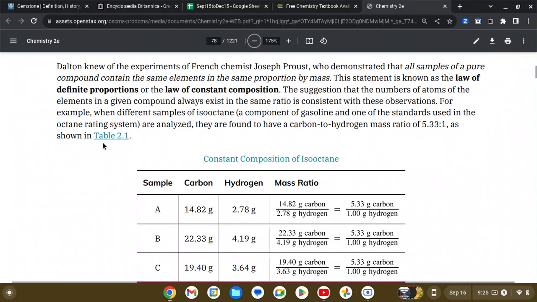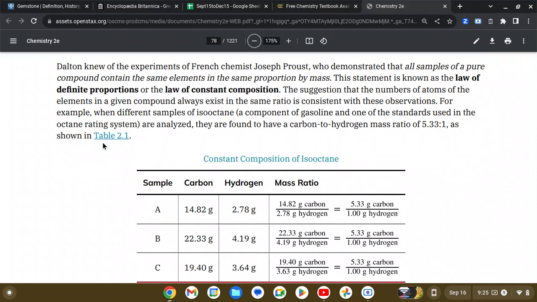Dalton knew of the experiments of French chemist Joseph Proust, who demonstrated that all samples of a pure compound contain the same elements in the same proportion by mass. This statement is known as the law of definite proportions, or the law of constant composition. The suggestion that the numbers of atoms of the elements in a given compound always exist in the same ratio is consistent with these observations.